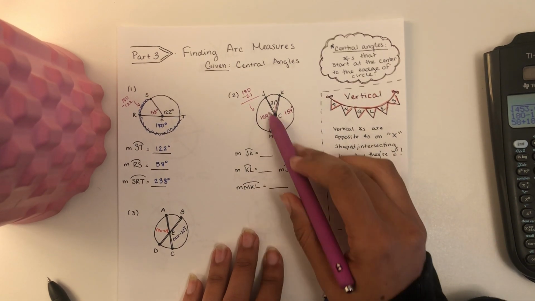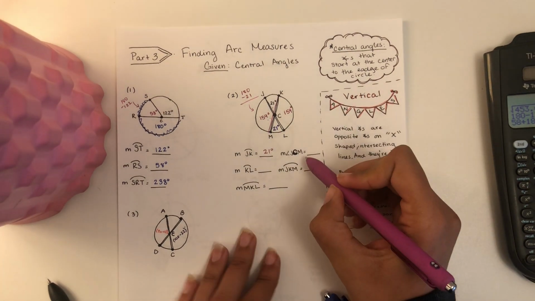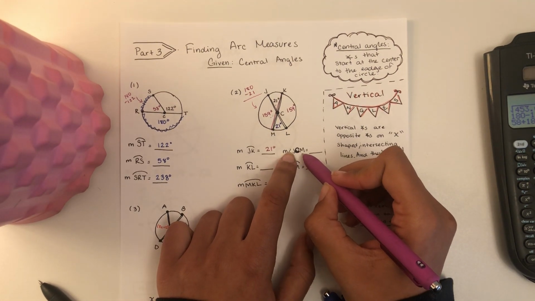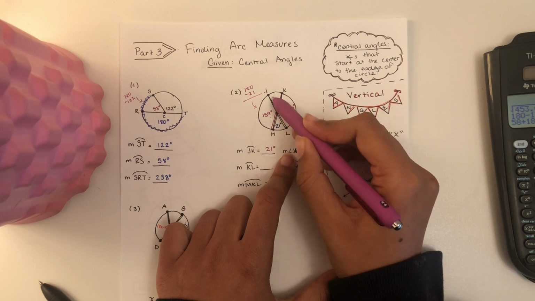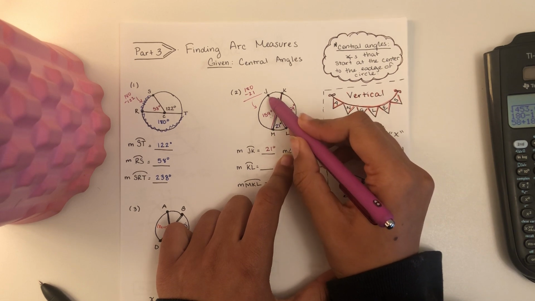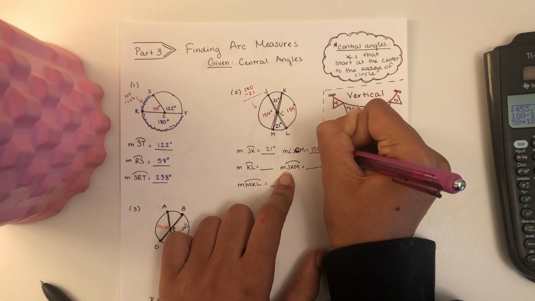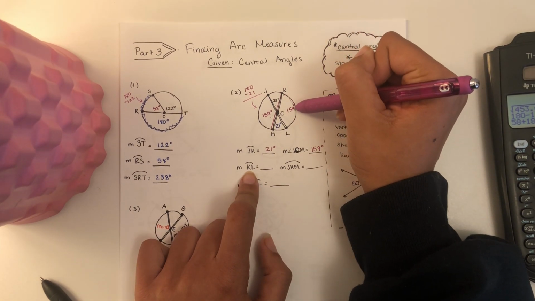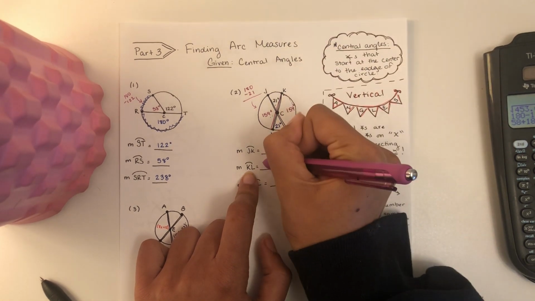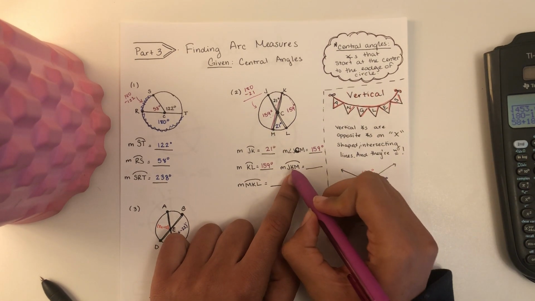First one, J to K. 21. Measure of angle JCM. JCM 159. K to L. This is an arc from K to L. That's again 159.